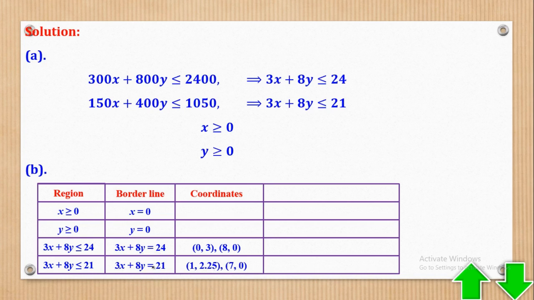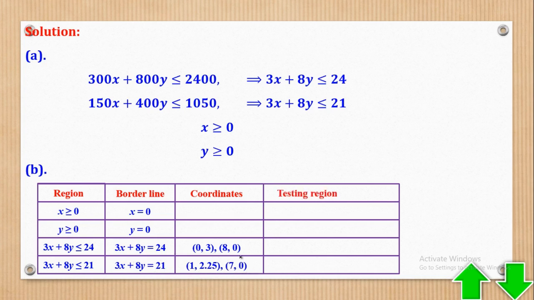Then what if y is equal to 0? When y is equal to 0, it implies that the whole of this is 0 and I remain with 3x equal to 21. Therefore, x will be equal to 21 over 3, which gives me 7. That's where this coordinate is coming from.